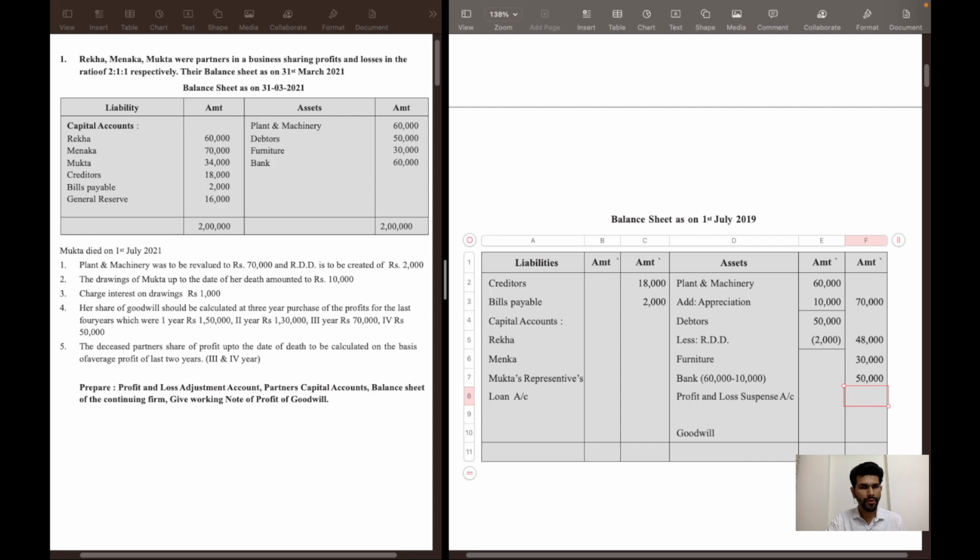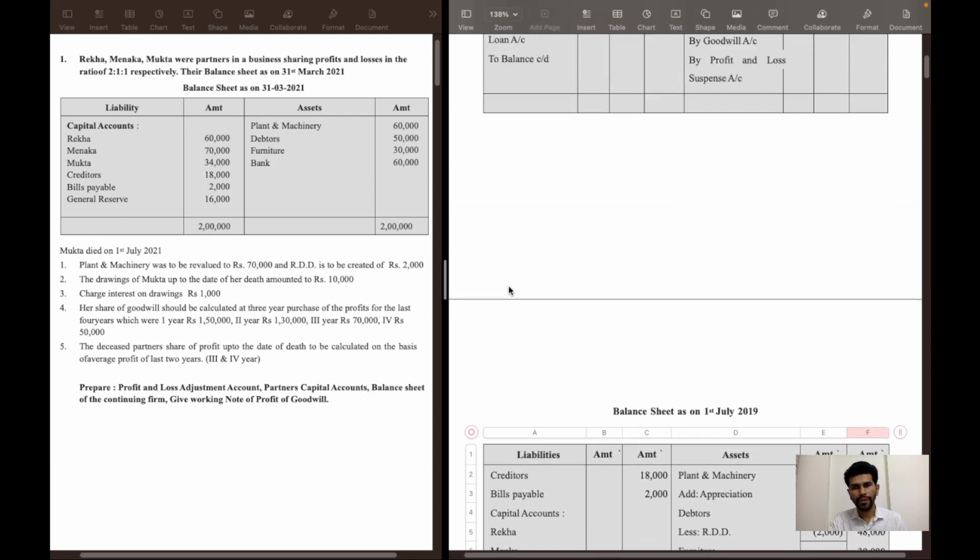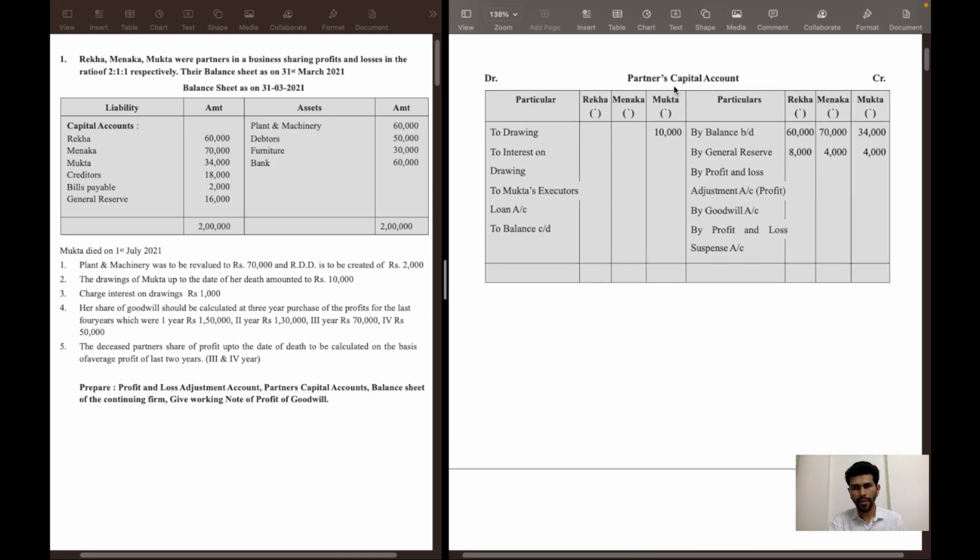Now, third adjustment, charge interest on drawings 1000 rupees. So, first effect, partner's capital account debit side to interest on drawings in Mukta column only because Mukta has withdrawn money for personal use. So, 1000 rupees in partner's capital account debit side, Mukta column.